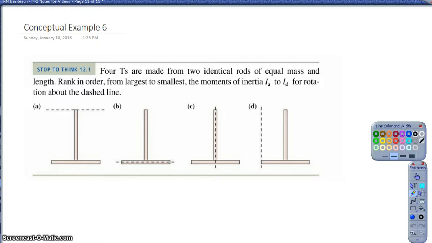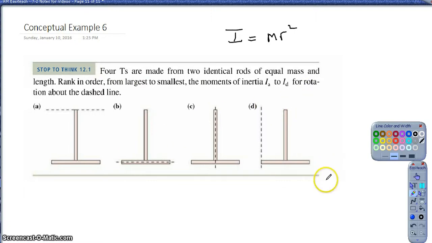Again, this just comes down to a general rule of thumb and a general concept we should be comfortable with. In order to make the moment of inertia higher, we need as much mass concentrated as far away as possible. In order to make the moment of inertia lower, we need more mass to be located closer to the pivot point, closer to the axis of rotation. So when we look at these examples, we want to think about which one has the most mass located as far away as possible, and which one has the most mass located as centrally as possible. They want us to rank in order from largest to smallest moments of inertia.